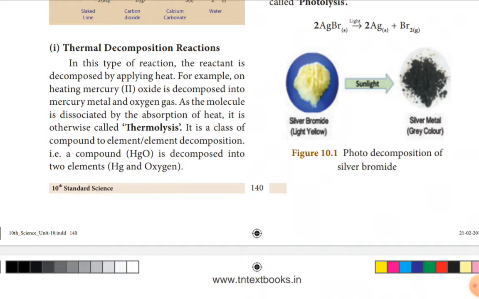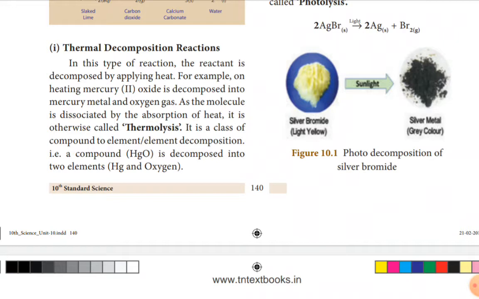So based on the requirement of energy to break the bond, we are classifying into three categories: thermal decomposition, electrolytic decomposition, photo decomposition. Thermal means by absorbing heat, decomposition takes place. Electrolytic means by absorbing electrical energy, decomposition takes place. Photo decomposition means by absorbing energy from sunlight, decomposition takes place. And you have to go through this. I also give some examples to write and practice. Check yourself whether you know to balance the equation or not, and revise.